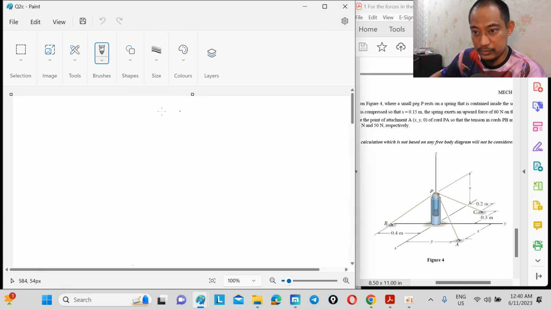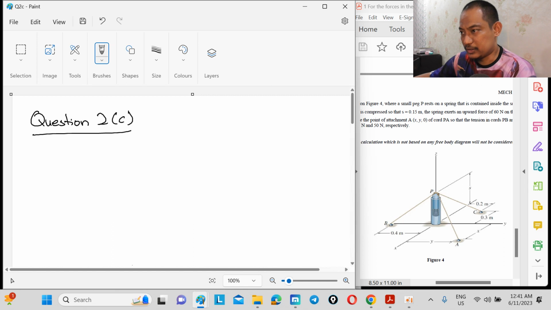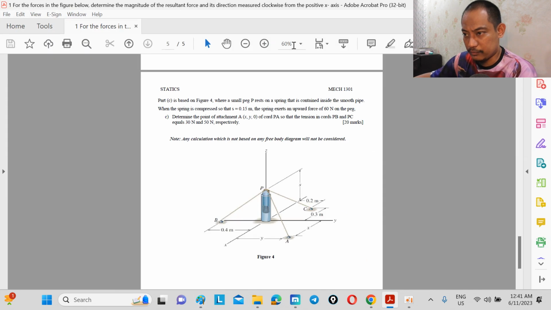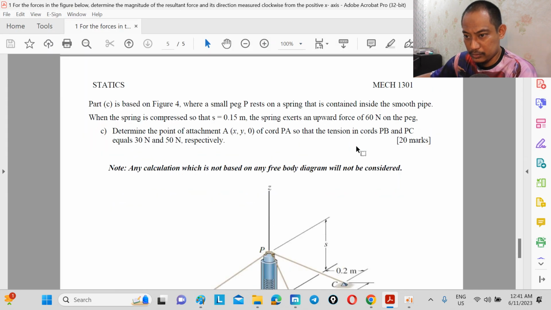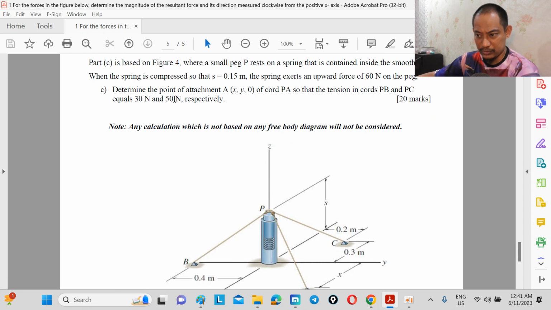Right, so this is question 2C. Now in this case, we have this, right? We have a small peg, so this peg rests on a spring contained inside a smooth pipe. So when it is compressed, meaning it tries to push up, so there's a force upwards on the peg, right? And S is 0.45, so S is here. So this question for me is quite confusing, because you also have F equal to KS, right?